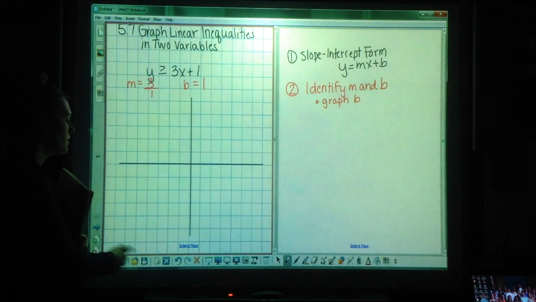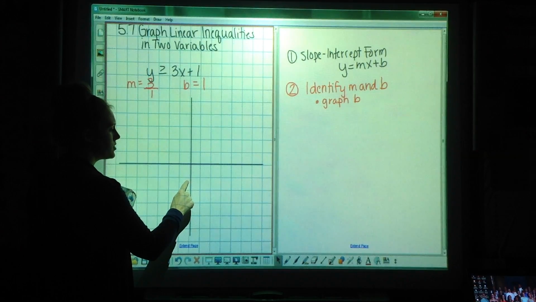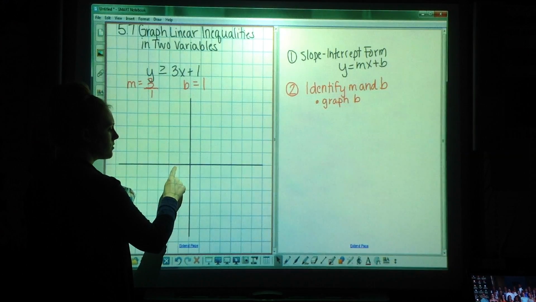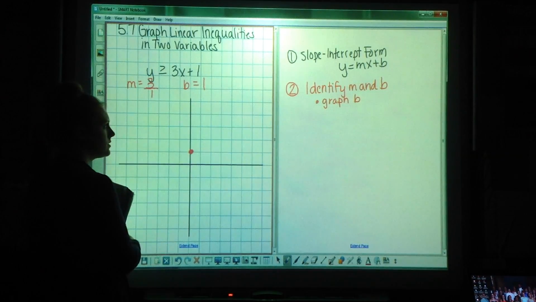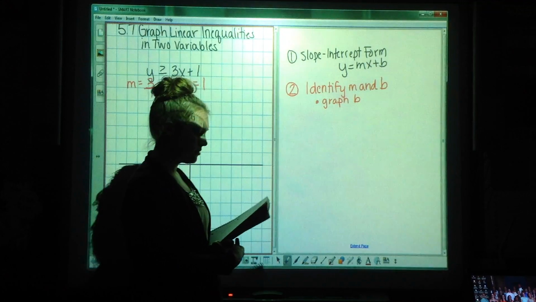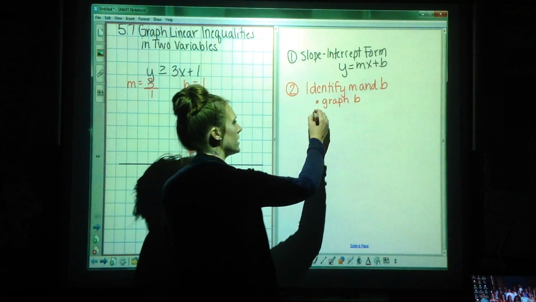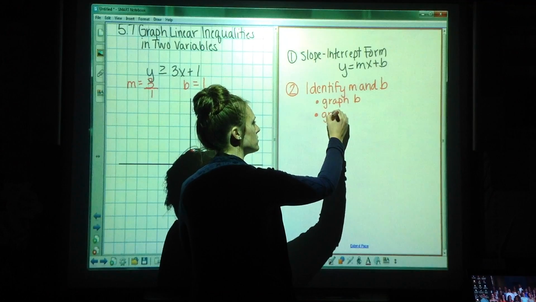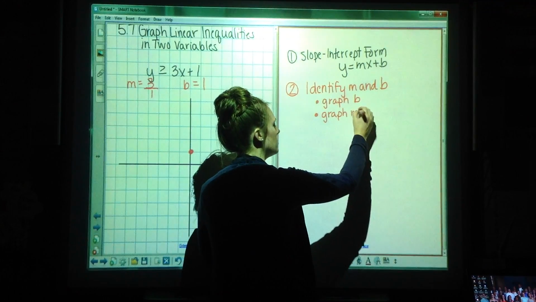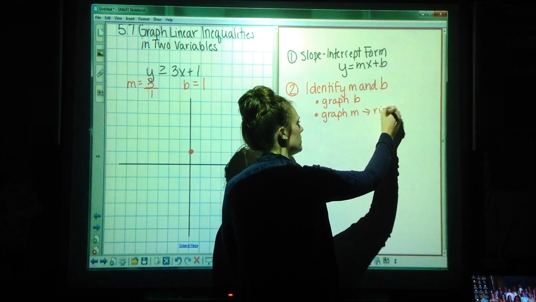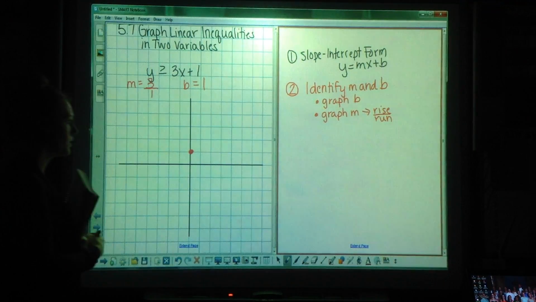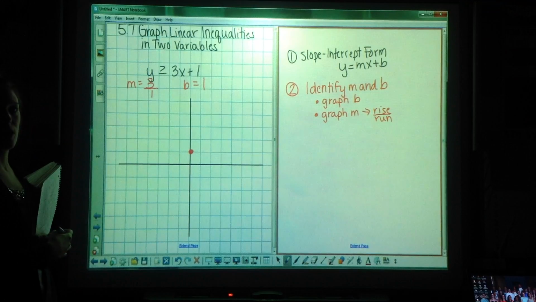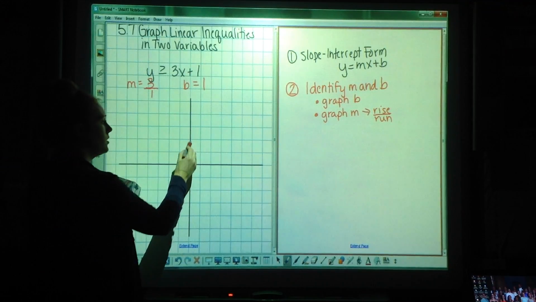My b is 1. B stands for y-intercept, which is on the y-axis. So I'm going to find 1 on the y-axis. Here it is. And then after I graph my b, you're going to want to graph your slope, which is rise over run. So from that b, looks like I'm going to go up 3 to the right 1. 1, 2, 3.